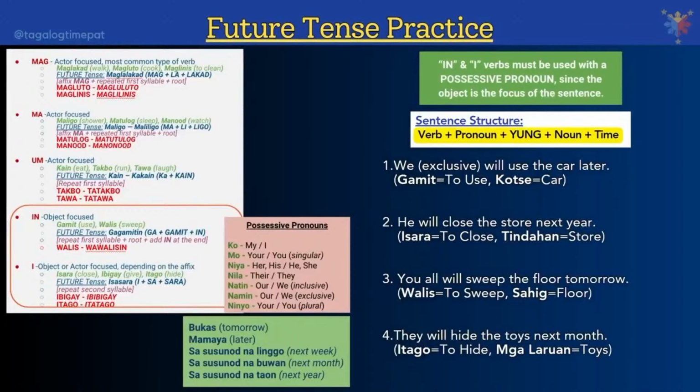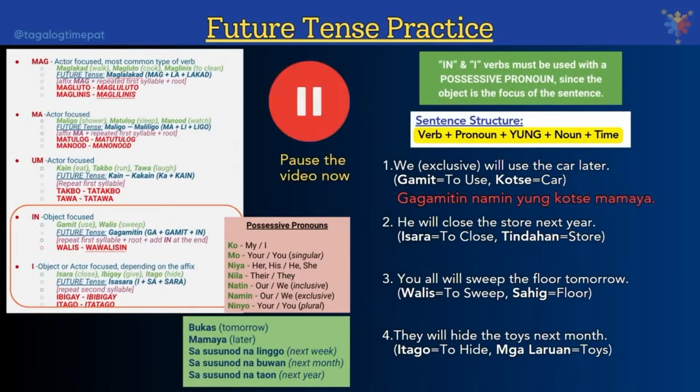And now let's do these examples. Let's start with number 1. We exclusive will use the car later. Gamit means to use. Kotse means car. So let's take a look at the sentence structure. The verb should come first. So the future tense conjugation of gamit. Let's take a look at in verbs. Repeat the first syllable, then it's the root, then you add in at the end. So it would be gagamitin. Then it's we exclusive, namin. Yung kotse mamaya. Gagamitin namin yung kotse mamaya.